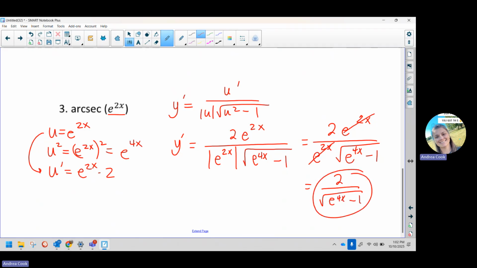Again, let me start over. If I had x and then the absolute value of x like that, I wouldn't be able to cancel those because you can't get rid of the absolute value bars. That's what I meant to say.